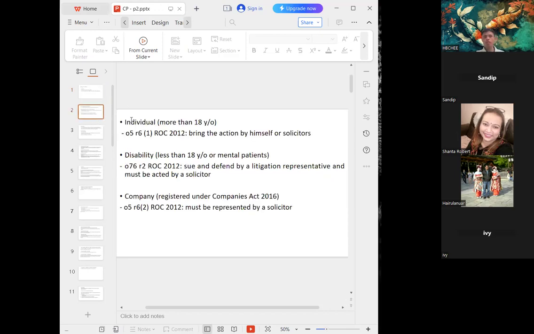So the first one is the individual. For someone more than 18 years old, according to Order 5, Rule 6, Rules of Court 2012, he or she can bring the action by himself or by a solicitor.